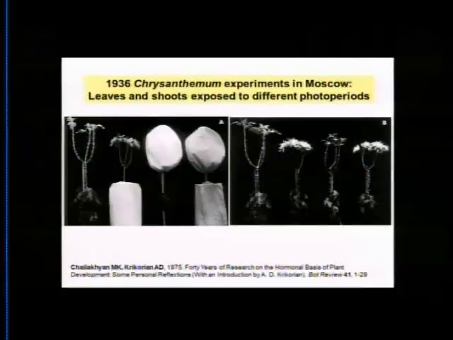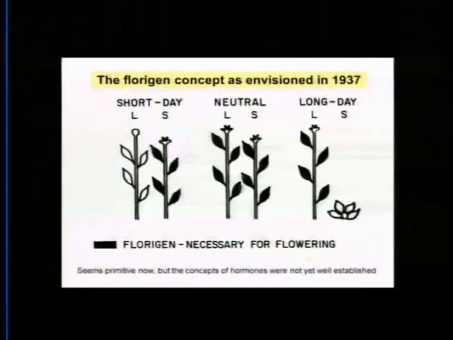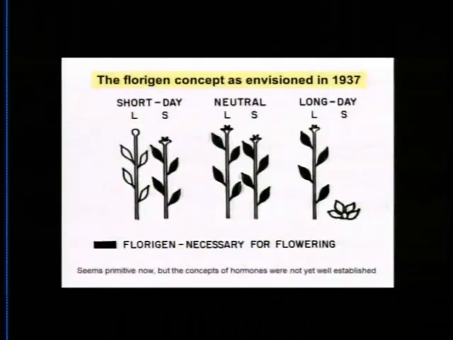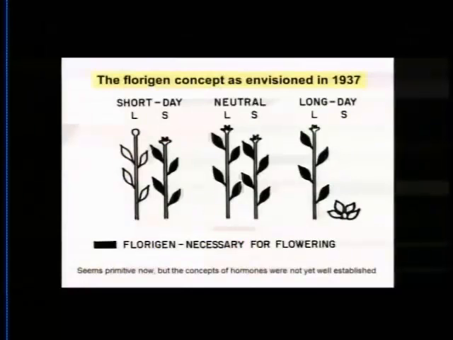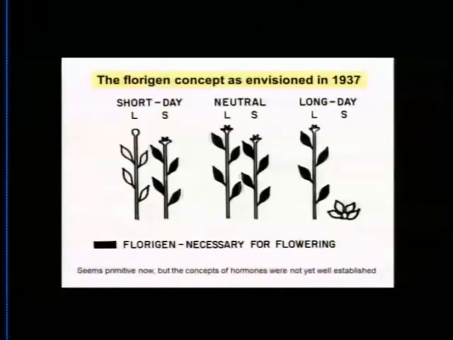Okay. Now this is the hypothesis that he came up with in 1936. Now this sort of image, of course, looks very trivial to us now. It looks very primitive. But in 1936, these original hypotheses about the hormonal nature of flowering, I wouldn't say they were revolutionary, but they were very important at the time.